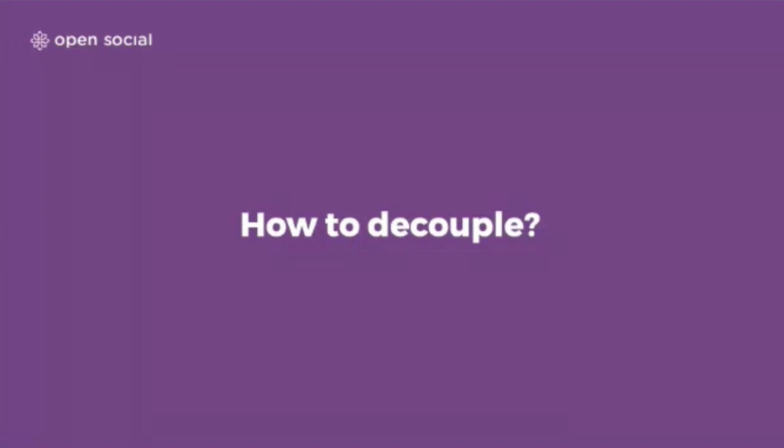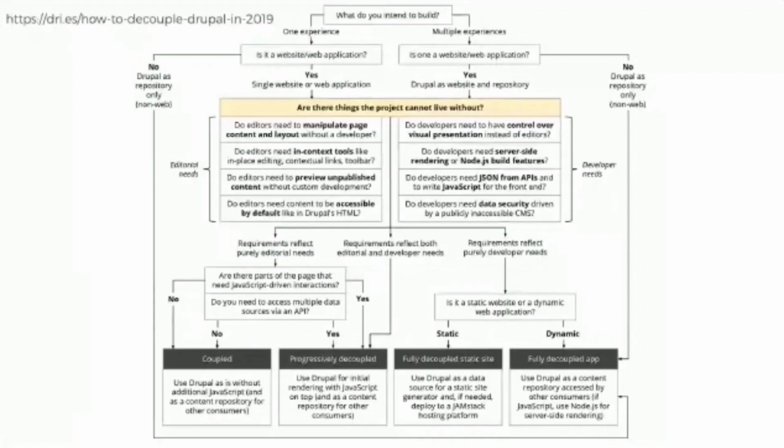There's a few different routes that we can take. And Dries Buytaert has written a great blog post about this that I recommend you check out. This is a flowchart that can take you through looking at your requirements to see where you end up, from using Drupal directly without any JavaScript, all the way to the other side of the spectrum of having Drupal as an API only with a decoupled application that is separate.